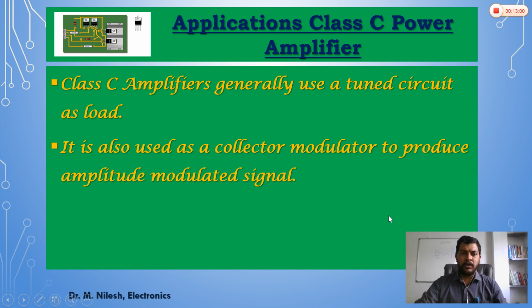Applications of class C power amplifiers. Class C power amplifiers generally are made using a tuned circuit as a load. It is also used as a collector modulator to produce amplitude modulated signal.